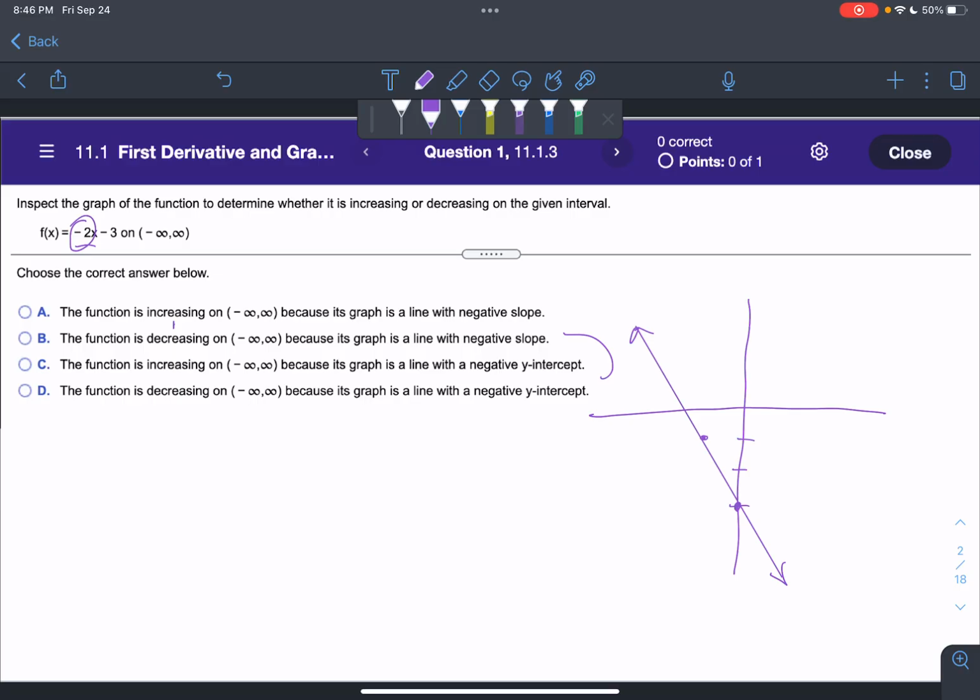And if we look at the answers, definitely not decreasing. And again, because of the slope, that's why it's changing the way it is. So not because it has a negative intercept, but because of its slope. So B is our answer.